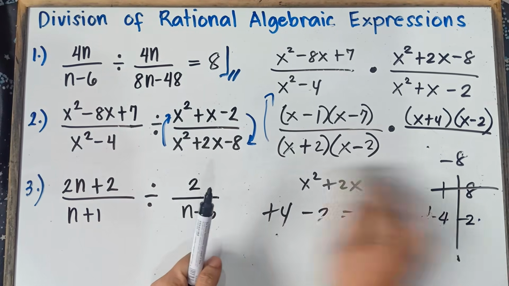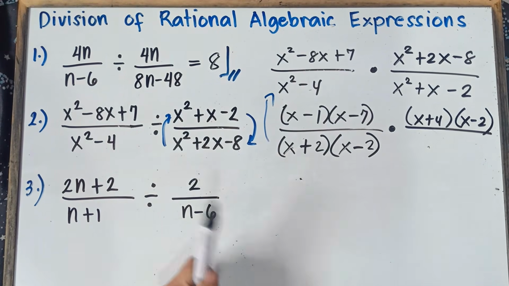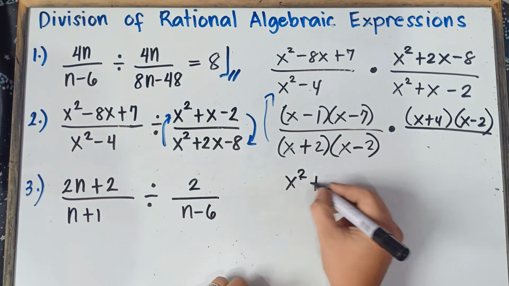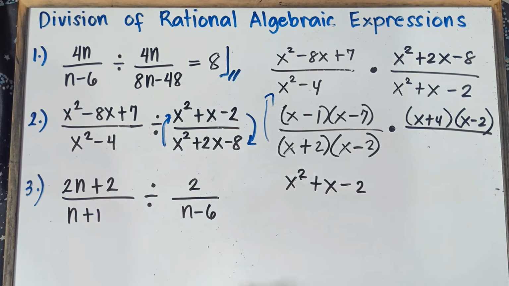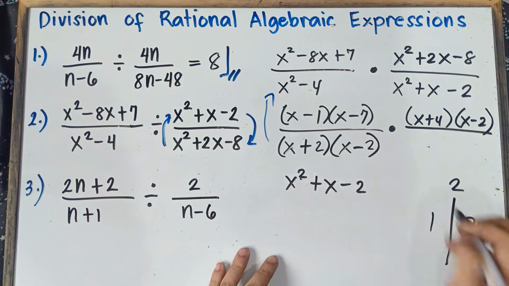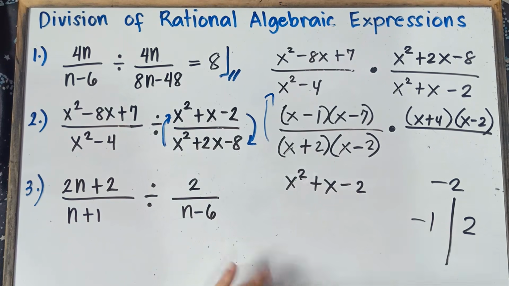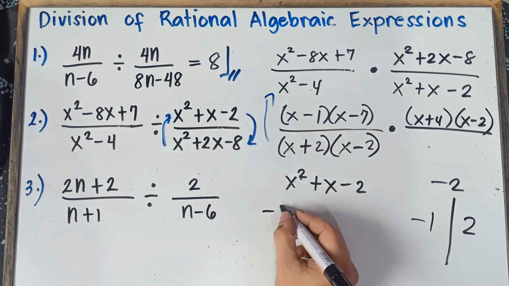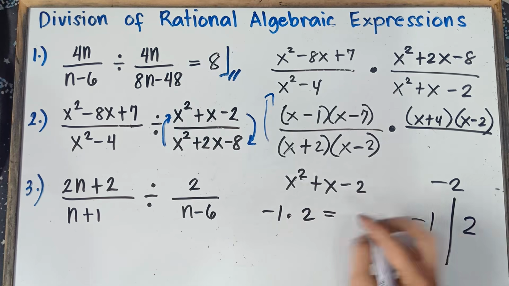Alright, and then this one on the bottom part. So we have x squared plus x minus 2. Factors of 2: that's only 1 and 2. Now since this is negative 2, one number should be negative. If we select negative 1 times 2, can we get negative 2? Yep, we can get negative 2.